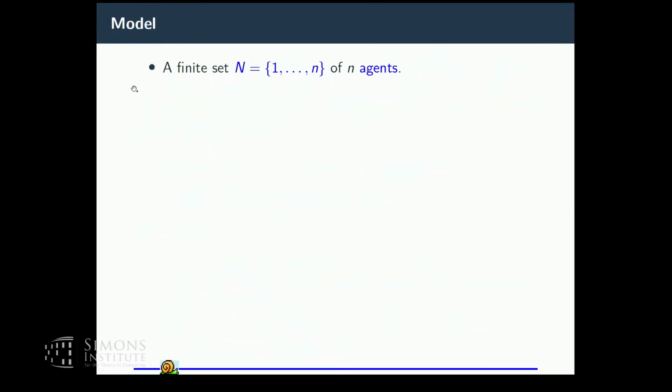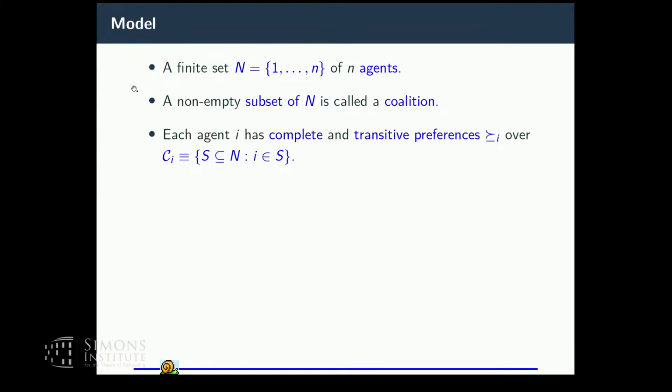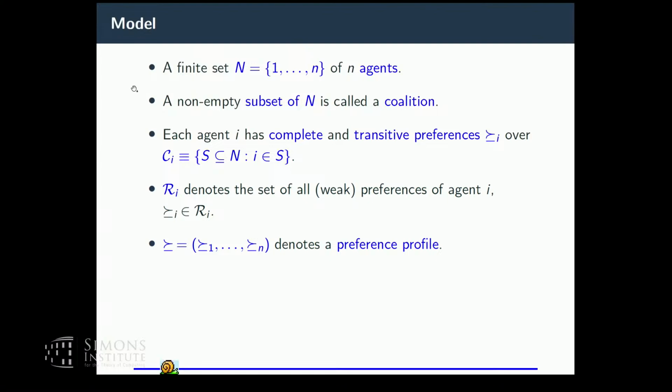So the model is very simple. We have n agents, like you are sitting here in this room, and a non-empty subset is called a coalition. And what we are going to have is that people have preferences over the coalitions they can be members of. You don't care what the other people do, you just care about your own group. And the preference domain is denoted by R_i. And what we are interested in are preference profiles. So I want your input of who you want to be with in order to determine what partitions we are going to look at.